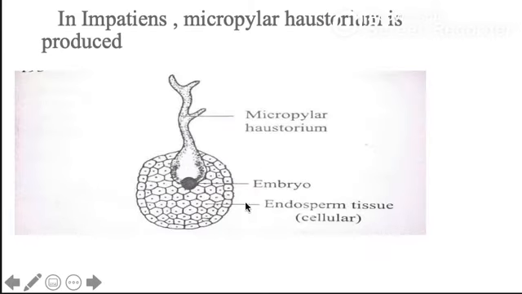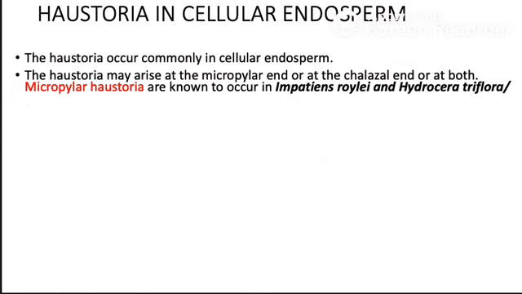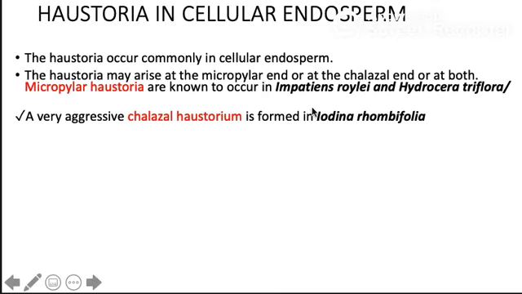So here, please take time to draw this diagram along with the other diagrams that I have given in the video. This is an example of a micropylar haustorium arising from the micropylar end of the embryo sac. It is found in impatiens. Besides micropylar, we have chalazal haustorium formed in some species, for example in Iodina rhombifolia, also in Nemophila.